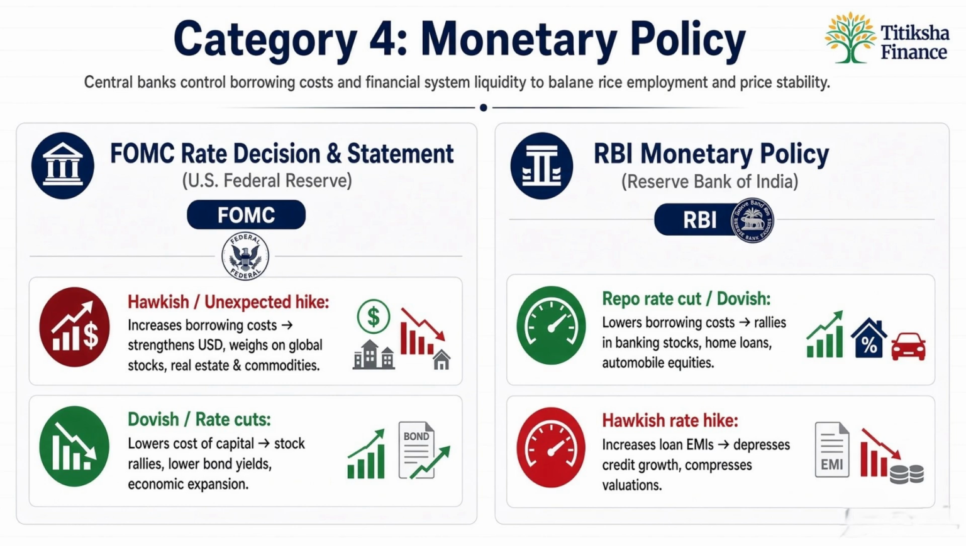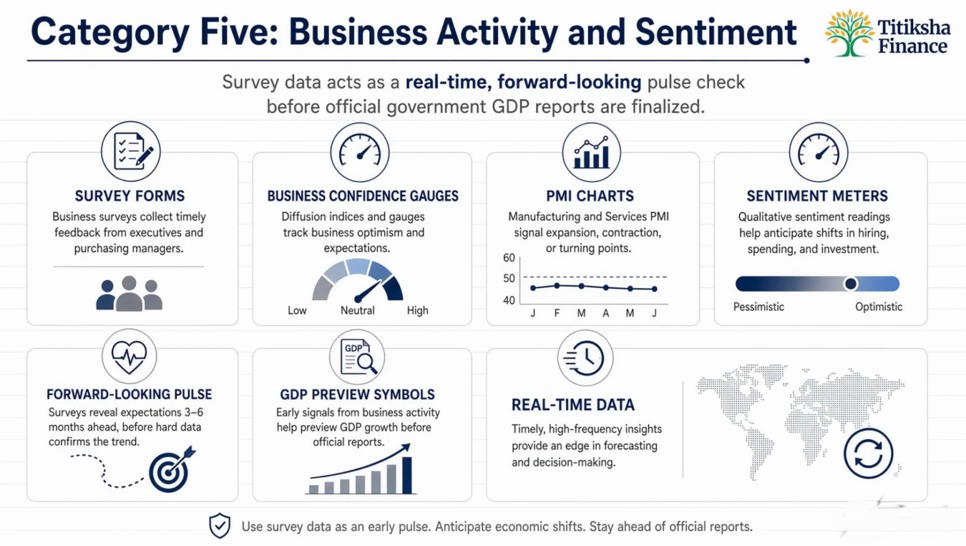A hawkish rate hike increases loan EMIs, depresses credit growth, and compresses domestic market valuations. Category 5: Business Activity and Sentiment. Survey data and PMI charts act as a real-time forward-looking pulse check before official government GDP reports are finalized. By gathering direct feedback from purchasing managers and executives, these sentiment gauges capture shifts in hiring, investment, and demand 3 to 6 months ahead, giving you a crucial edge to anticipate economic turns before hard data confirms them.